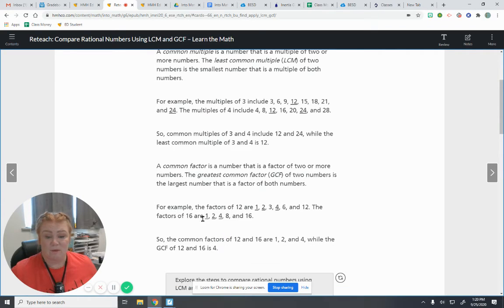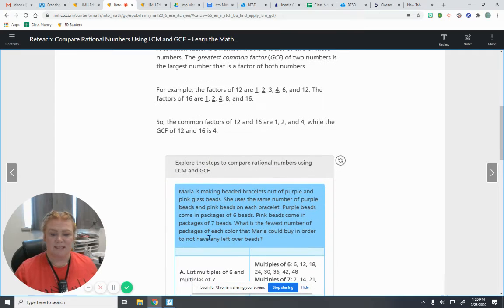So then we went through and we found that they have 1 in common, 2 in common, and 4 in common. But we want the greatest common factor. So the one they have in common that's the largest is 4. So when you find the multiples, you list bigger numbers, find the smallest one they have in common. And then when you do factors, you list smaller numbers, but find the biggest one they have in common. So let's look at these steps here.